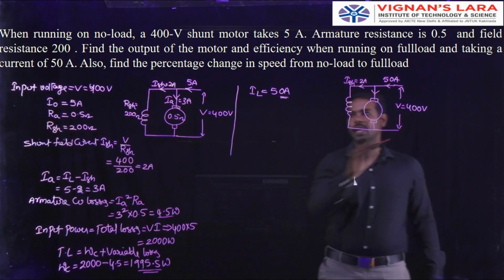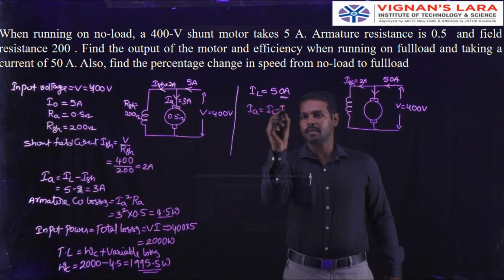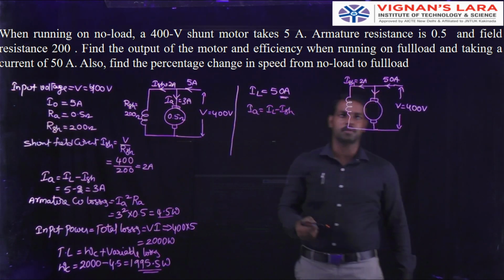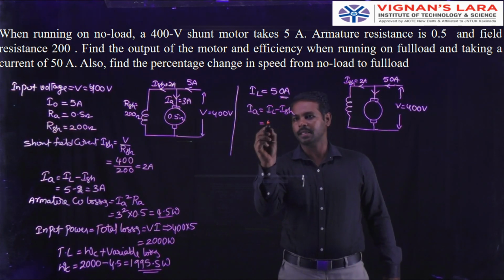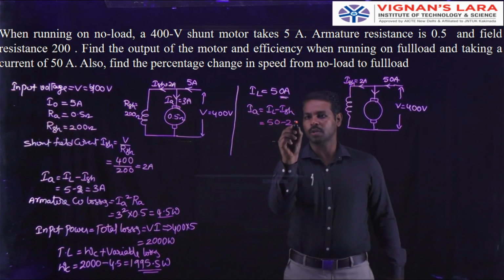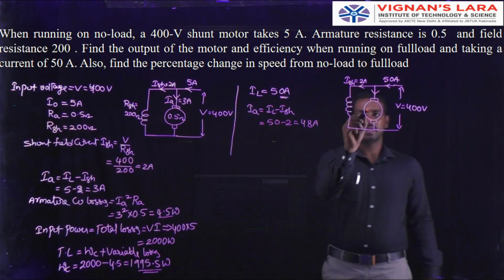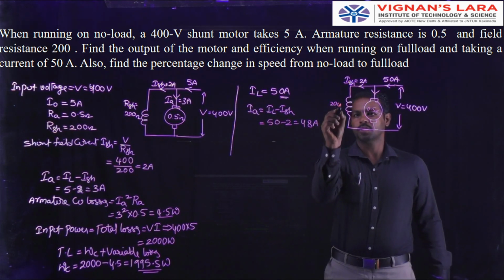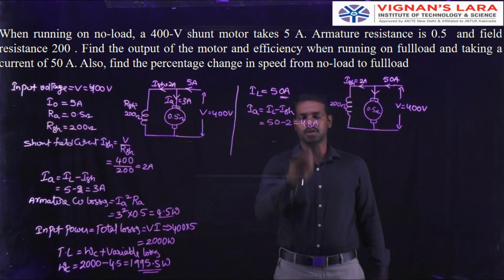So what about the armature current? IA is equal to IL minus ISH, by applying KCL in this loop: incoming currents equal outgoing currents. IA is equal to IL minus ISH, which is 50 minus 2, equal to 48 amperes. RA is 0.5 ohms and the field resistance is 200 ohms. Armature current is equal to 48.